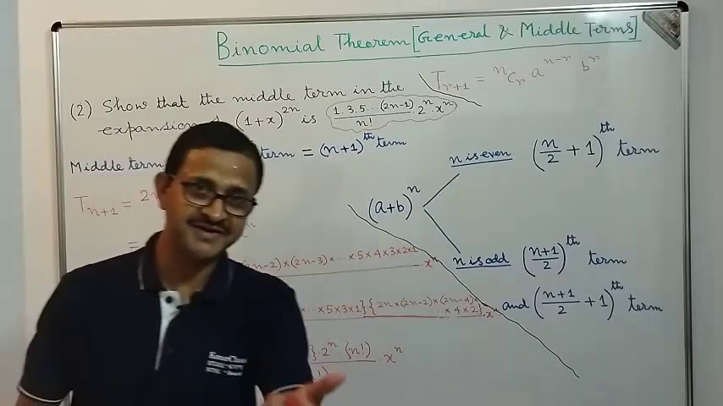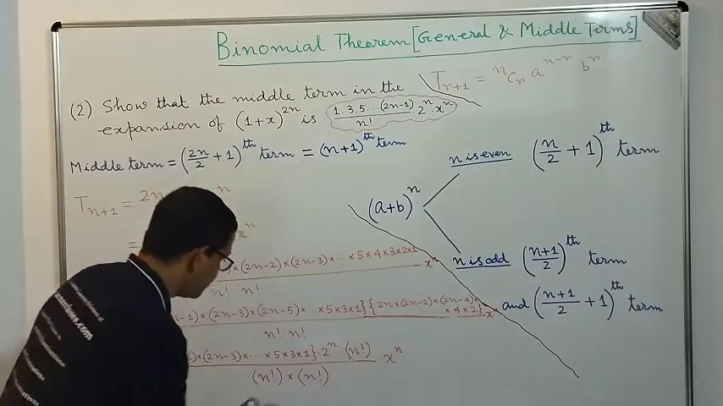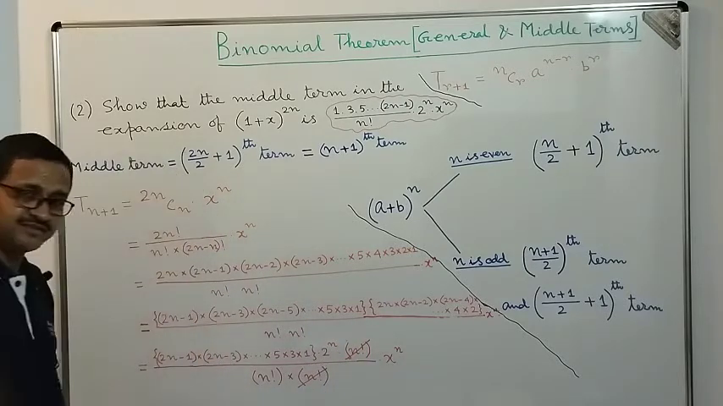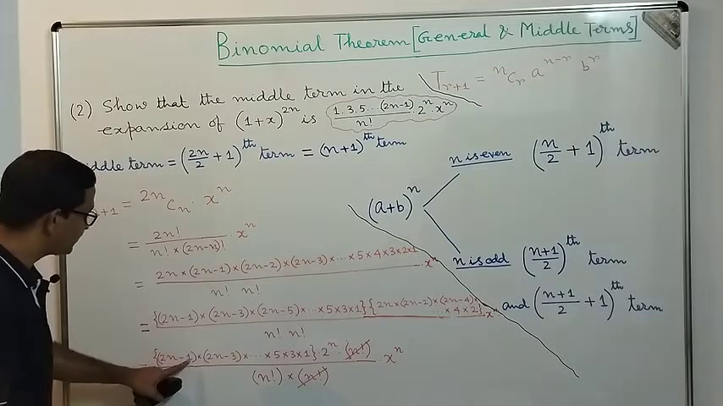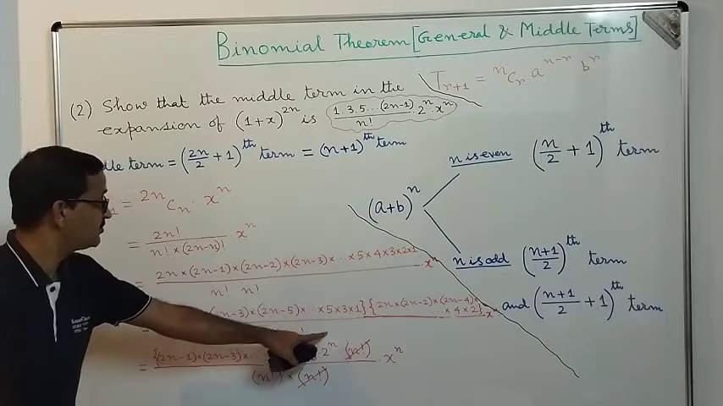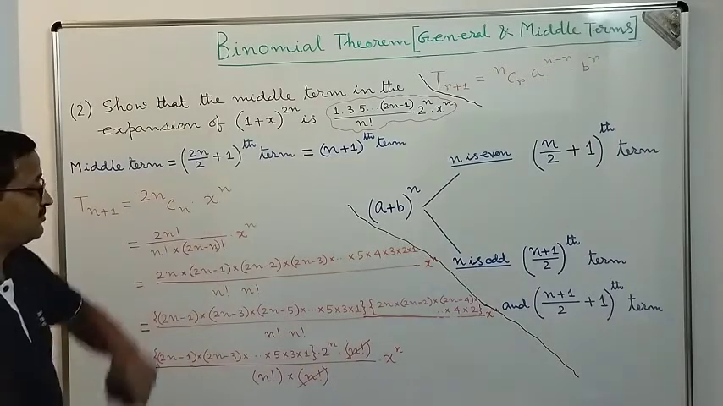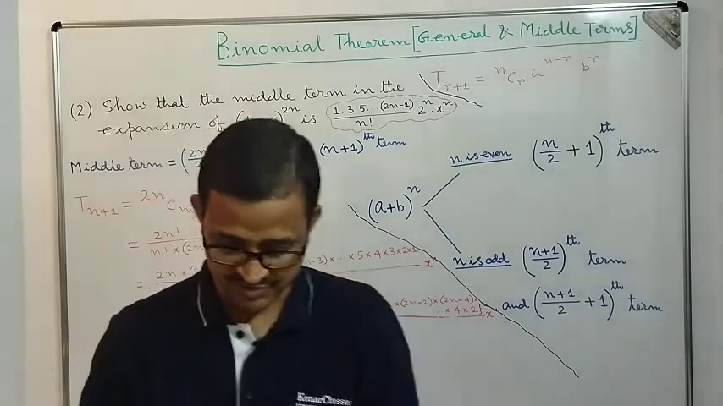In case of any difficulty in understanding, you can pause the video, go back and look into it and you will get it. So then n factorial in the denominator and n factorial in the numerator got cancelled. Then what are we left with? We are left with 2n minus 1 into 2n minus 3 up to 5 into 3 into 1 into 2 to the power n x to the power n by n factorial. That's what we needed to prove, and we are done. So let's proceed to the next question, okay?